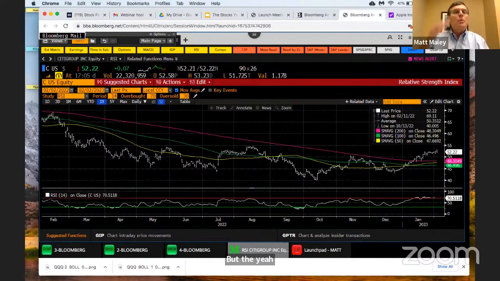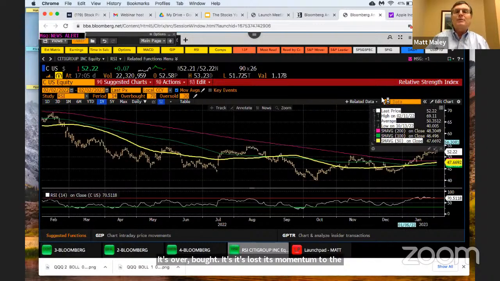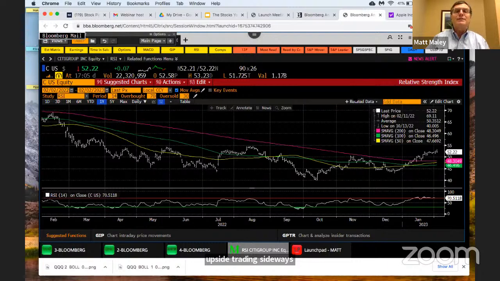But because it's a low price stock, its options are cheaper. But here, look at Citigroup. There's a stock, it's overbought. It's lost its momentum to the upside. It's trading sideways here, and so maybe that's the one that we would be looking at buying puts if we see the market and this group start to roll over a little bit more.